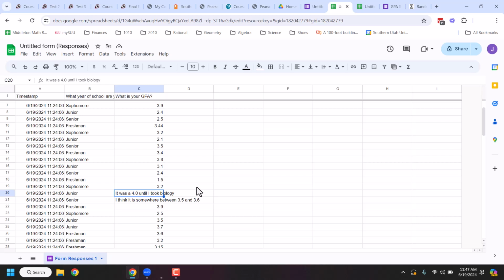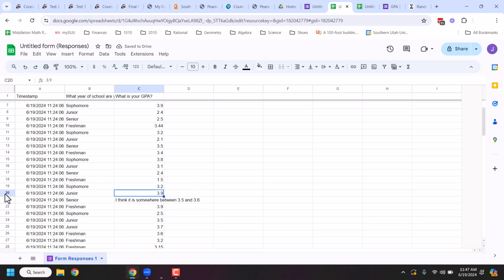If you feel like it would be reasonable to estimate their GPA, if they put in something like this, you could do that. So I might say, okay, well, if they took biology and they're a junior and maybe they did really poorly in biology, it probably didn't lower their overall GPA too much because they've taken a lot of classes and biology was just one class out of a lot of classes. So maybe I might say, okay, well, probably their GPA is about a 3.9 right now.